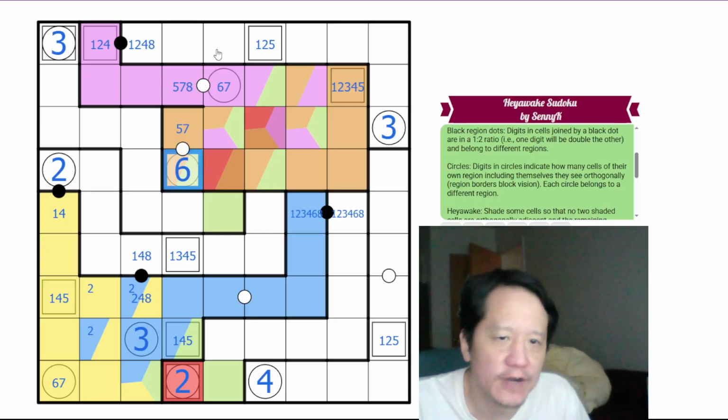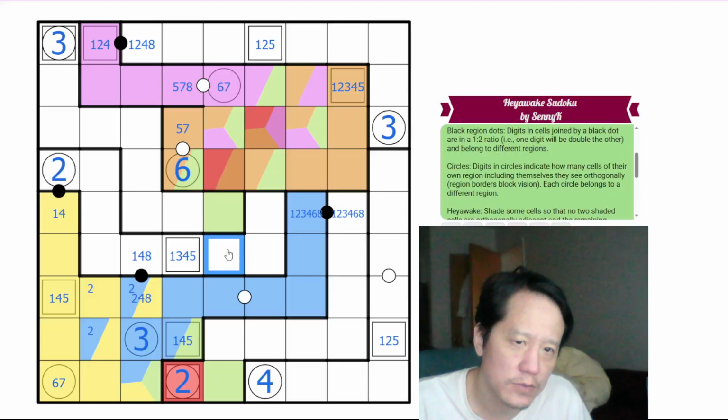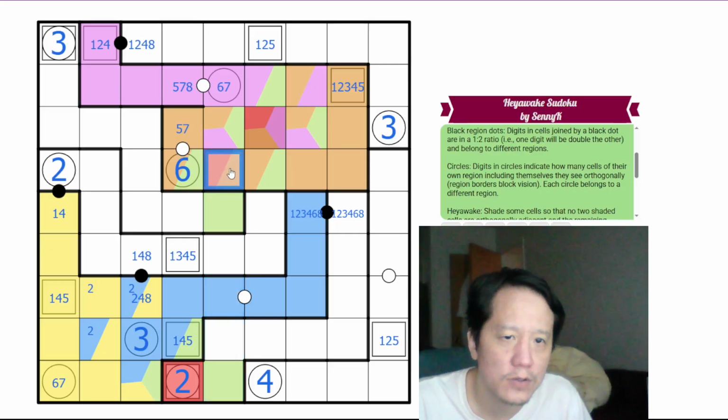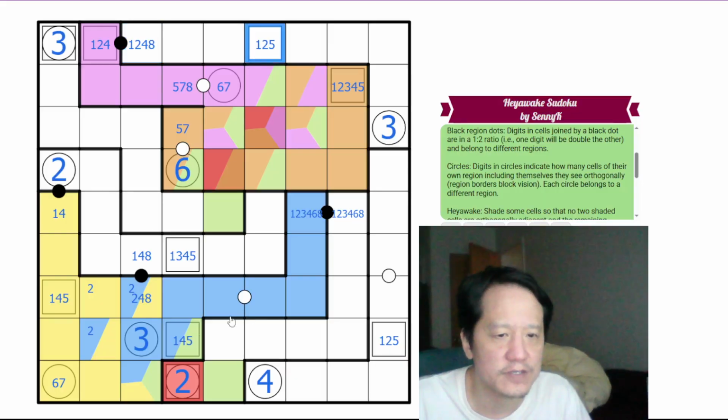Oh, column 5 is hairy. You could have a shaded cell here. We know that's shaded, so we need one here. We have two here. If it's orange and pink, this has to be shaded. So what happens if these are 5 is another question, right?